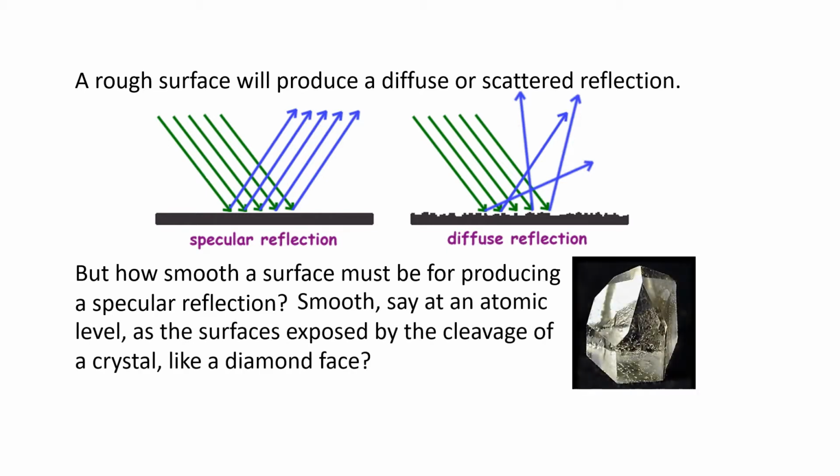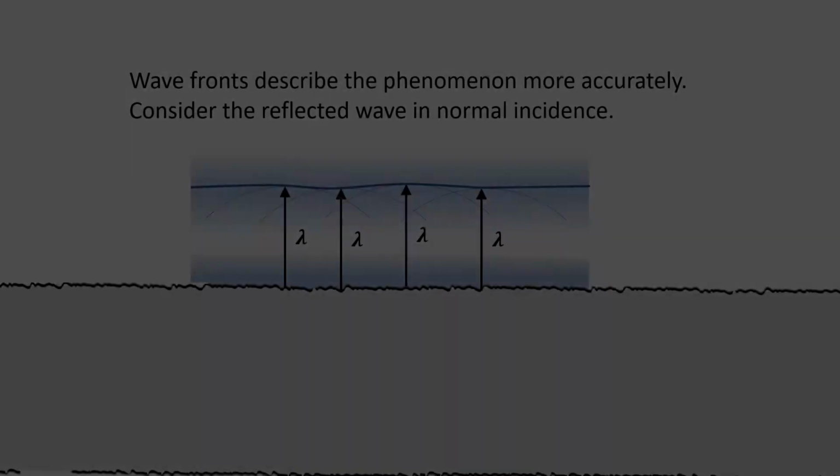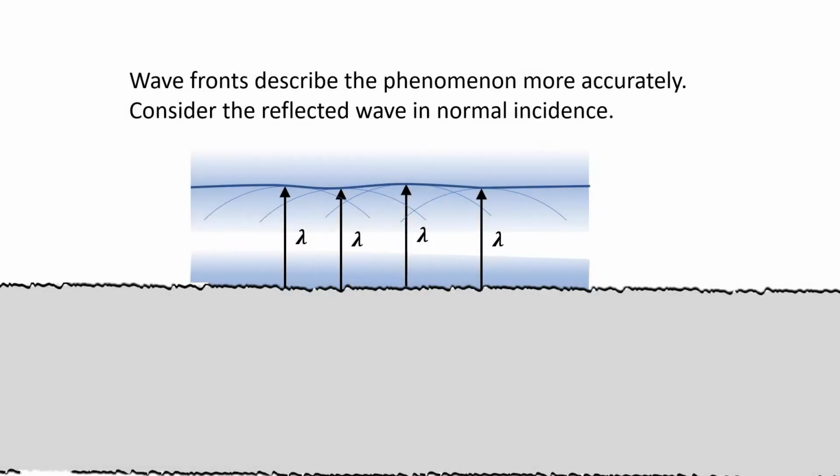Smooth, say, at an atomic level, as the surface is exposed by the cleavage of a crystal, like a diamond face? Nah, not that smooth. Wavefronts describe the phenomena more accurately. Consider the reflective wave in normal incidence.